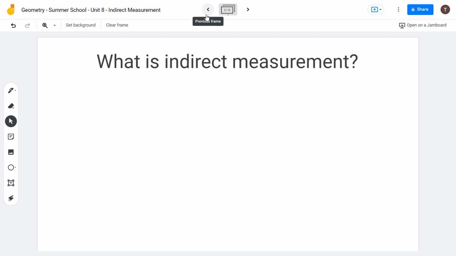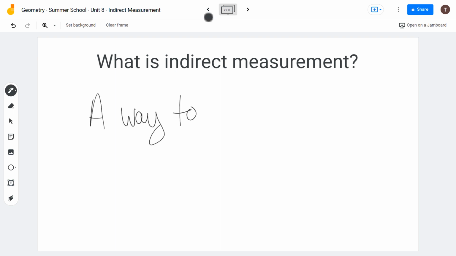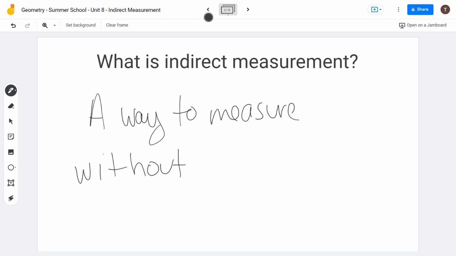So indirect measurement, and usually we do talk about height, but it doesn't have to be height. It's basically just a way to measure without directly measuring. So if you think about things like maybe the water tower in Newville, I guess you can climb up there, but maybe we don't want to. A big tree or something, things that we can't measure directly. Okay? So we're going to have two ways to do this.